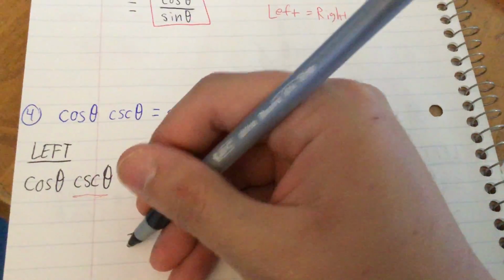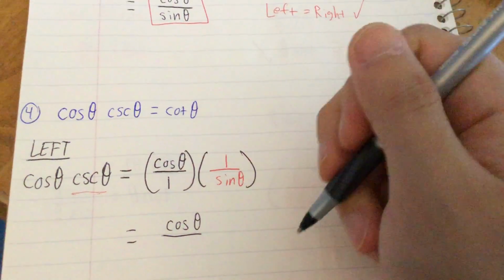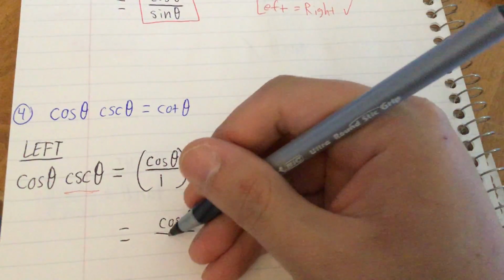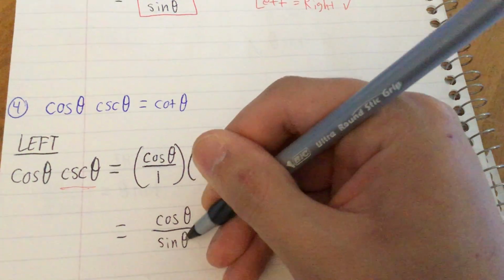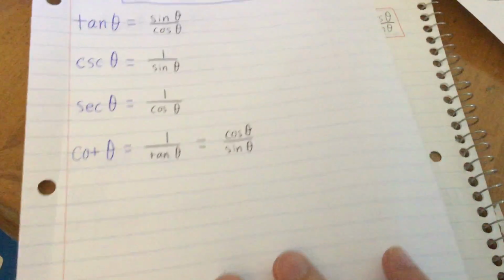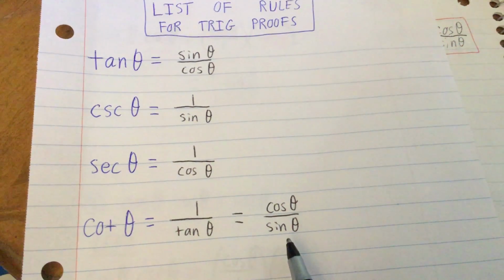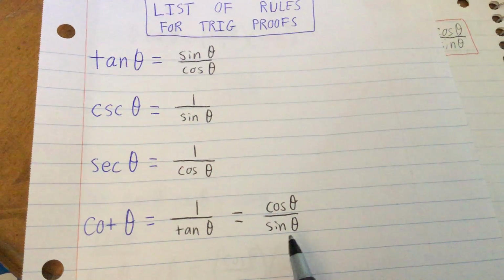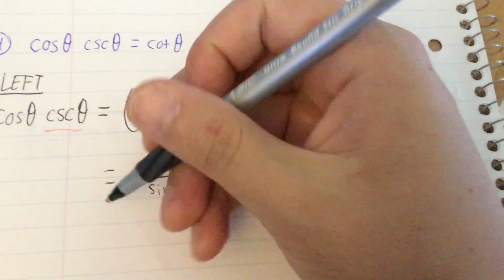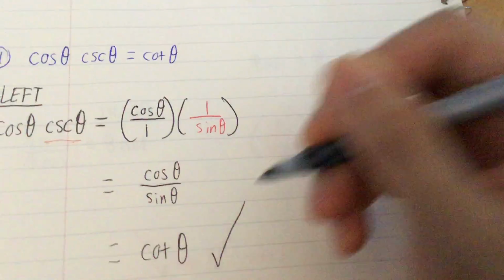I'm going to put it together. Cosine of theta times 1 is cosine of theta. 1 times sine of theta is sine of theta. So now I'm left with cosine of theta over sine of theta. I'm going to look at my list of rules, see if anything can be helpful. Hey, I've got cosine of theta over sine of theta, and that ends up being cotangent of theta. So that works.